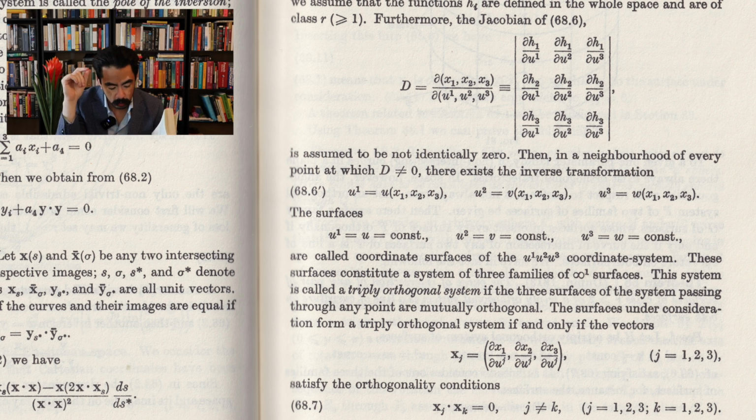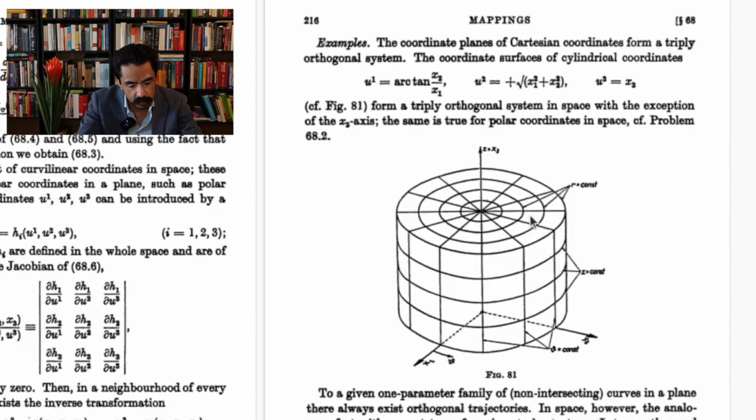This system is called a triply orthogonal system if the 3 surfaces of the system passing through any point are mutually orthogonal. The surfaces under consideration form a triply orthogonal system if and only if the vectors x sub j equal to partial x1, partial uj, partial x2, partial uj, partial x3, partial uj, where j is equal to 1, 2, or 3 respectively, satisfy the orthogonality conditions where the scalar product of x sub j with x sub k is equal to 0, where j is not equal to k, but j and k each respectively can be 1, 2, or 3.